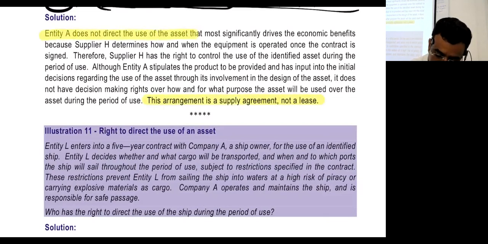A does not direct the most significant use. Substantive rights are with the supplier only. If there is a substantive right to transfer to the customer, then it is a lease. Yes or no? A substantive right to substitute is required.